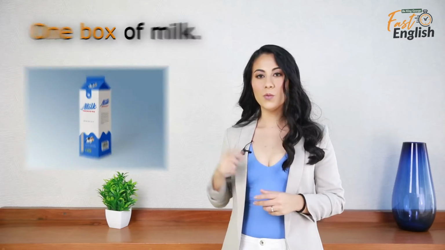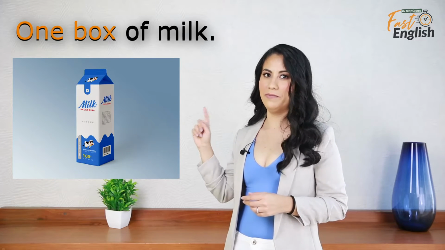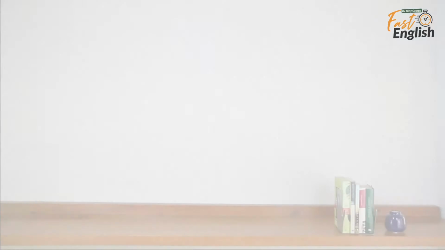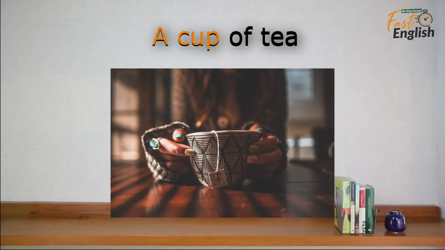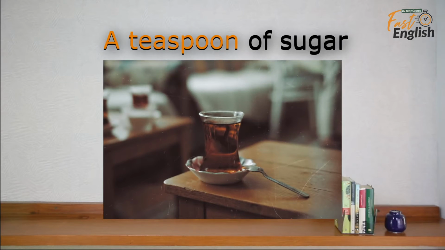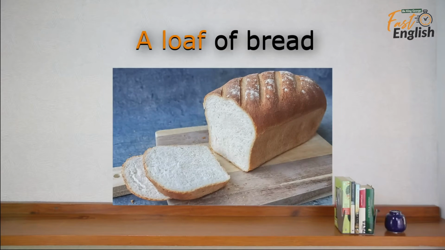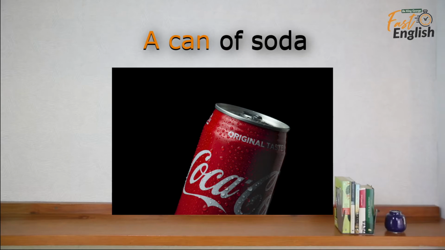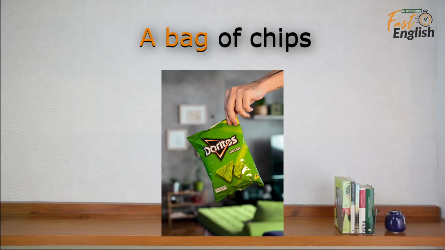Or you can also use another countable noun to measure your uncountable noun. For example, 1 box of milk. For example, a cup of tea, a bottle of water, a teaspoon of sugar, a loaf of bread, a can of soda, or a bag of chips.